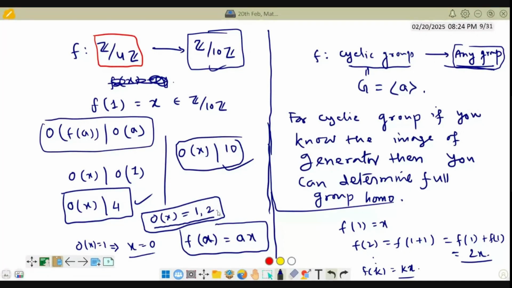The order of x is 1 or 2. If the order of x is 1, then x is the 0 element. Now find the elements here which have order 2. So it will be x equal to 0 and x equal to 5. The homomorphism will be the trivial homomorphism, and the second one is f of x equal to 5x. That's all. Clear?